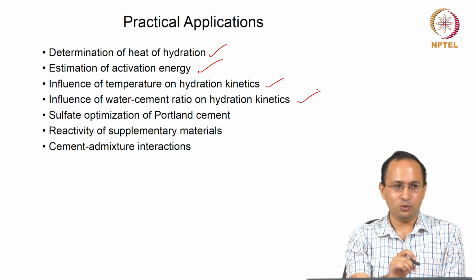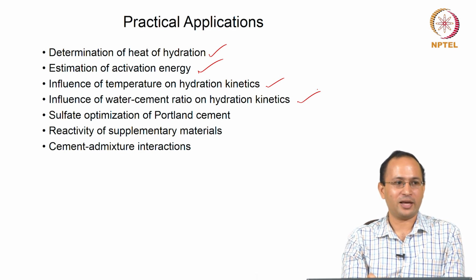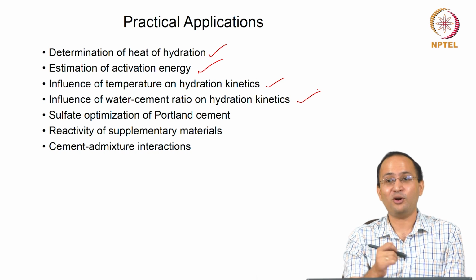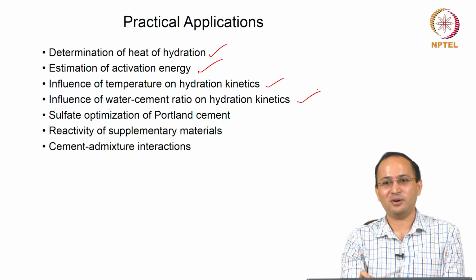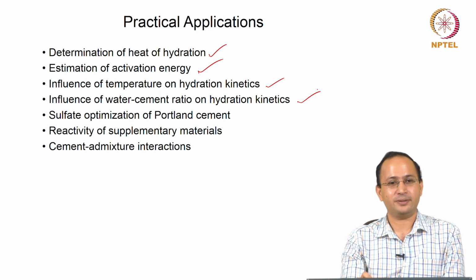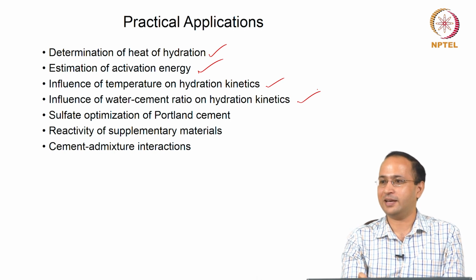But you can also use calorimetry, isothermal calorimetry, to get the optimum sulfate content. So, you can see it is also a non-destructive technique. We do not have to do a destructive test. You are making non-destructive measurements. Reactivity of supplementary materials, very important. These days we are using a lot of new materials, pozzolanic materials, supplementary cementitious materials, slag, fly ash, silica fume, metakaolin, calcined clay.